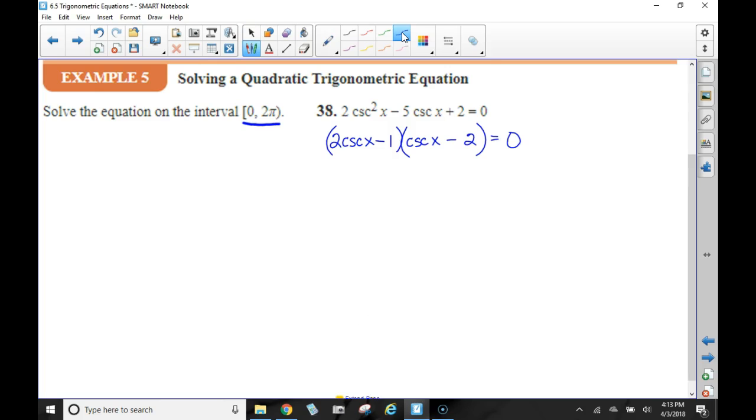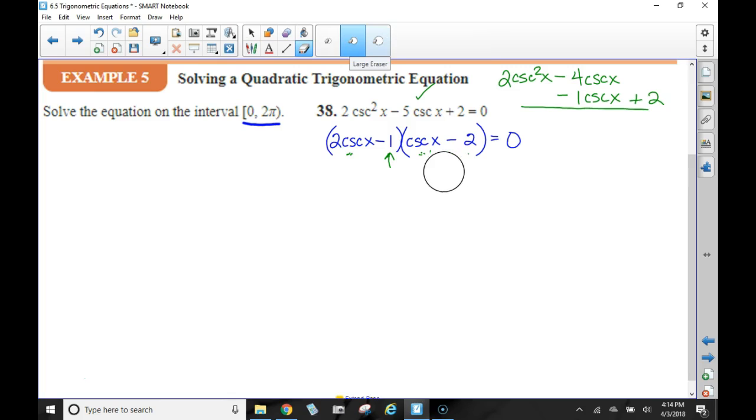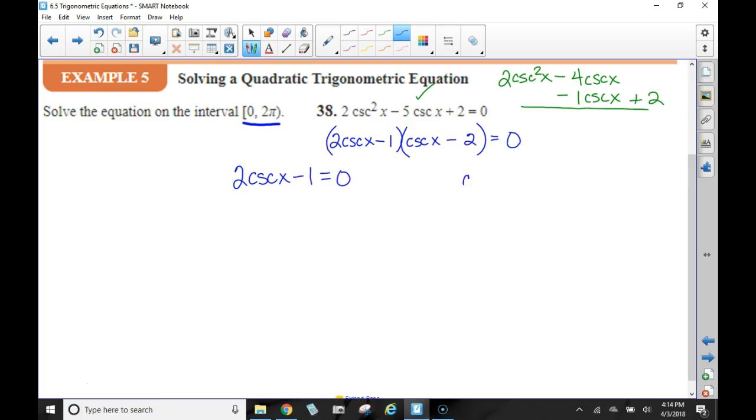Okay. Now, just to check, first times first gives me the 2 cosecant squared x. Outer times outer gives me minus 4 cosecant x. Inner times inner gives me minus 1 cosecant x. Yay! And last times last, negative 1 times negative 2 gives me a positive 2. So when you combine like terms, you see we have exactly what we had on the left-hand side there. So we do have the correct factors. Now, the next step is we've got a factor times a factor equals 0. And anytime you do that, you use your zero product property to set each factor equal to 0. And we'll solve each of these equations now. Does that make sense? All right.